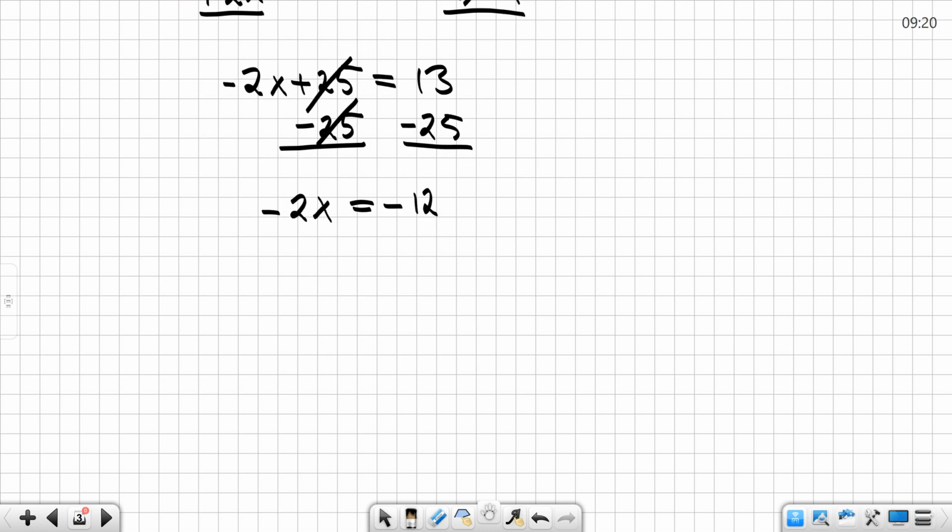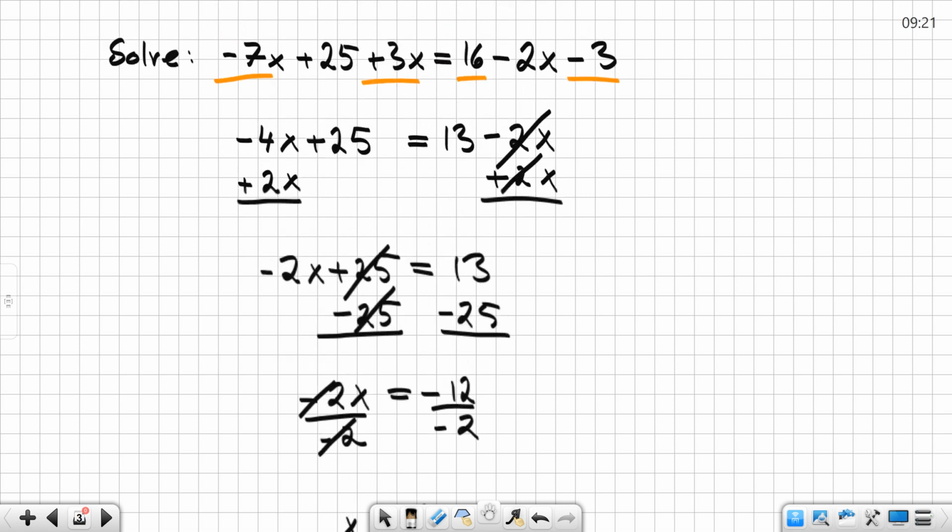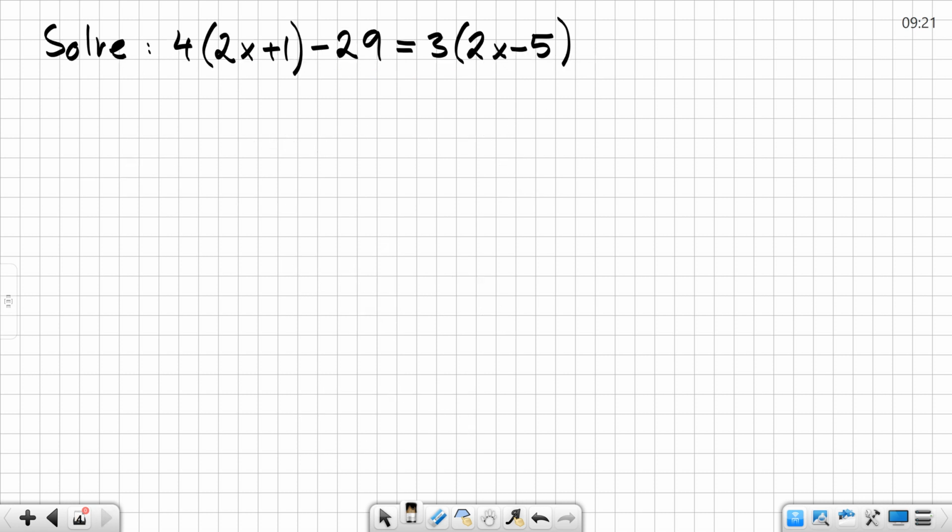All right, last step. I have to isolate my variable. I am not adding 2. I am dividing both sides by negative 2. And I get x is equal to negative 12 divided by negative 2 is a positive 6. And my solution set is the number 6. All right, one last example.